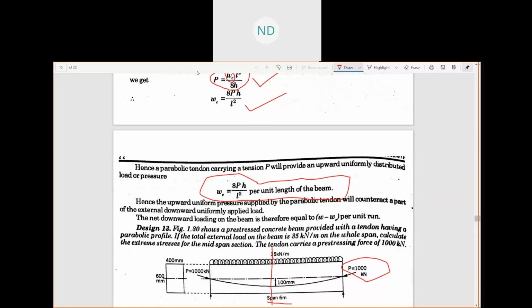Can you solve? Just try this simple thing which I had just told you about the parabolic profile, that it provides an upward thrust of how much? You have to calculate 8pH by L square. After that you can easily find out your stresses. You know your downward pressure, upward pressure, everything. Just roughly try to calculate once and tell me what your extreme top fiber stresses and bottom fiber stresses are.